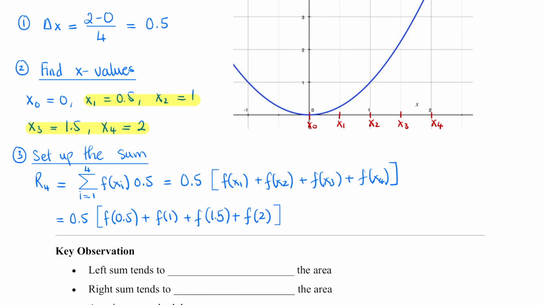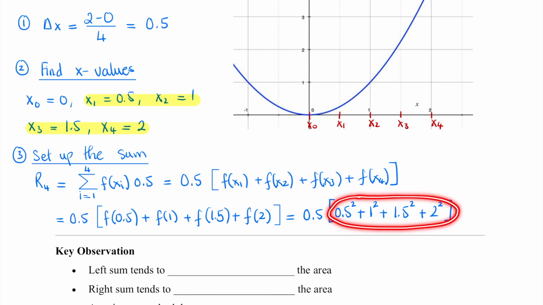And that becomes 0.5 times f of 0.5 plus f of 1 plus f of 1.5 plus f of 2. And f of x is x squared. So f of 0.5 is 0.5 squared. f of 1 is 1 squared. f of 1.5 is 1.5 squared. And f of 2 is 2 squared. And we are going to add these values, then multiply by 0.5, and we get 3.75.